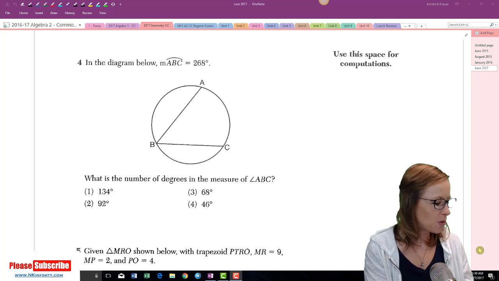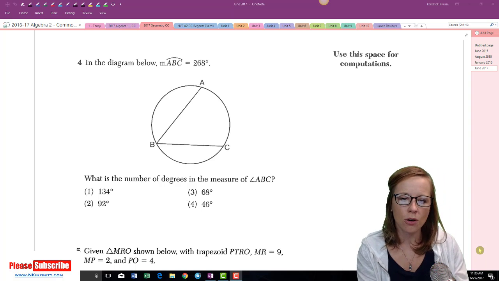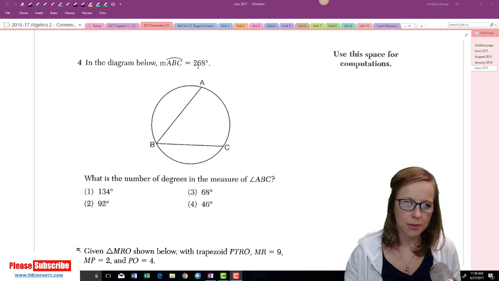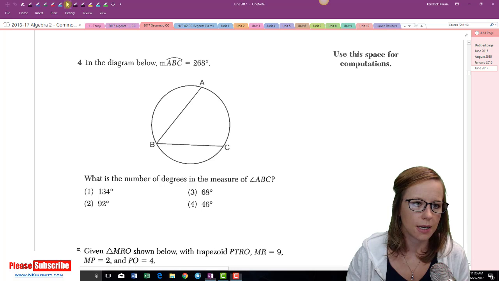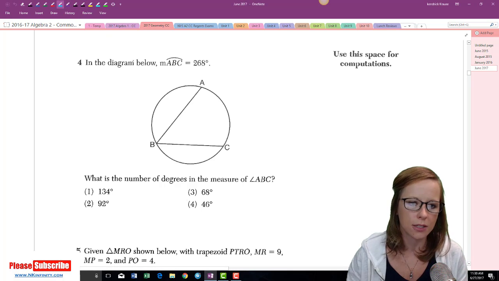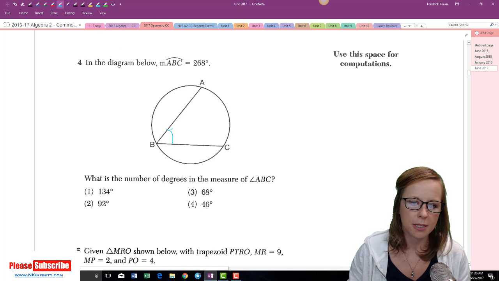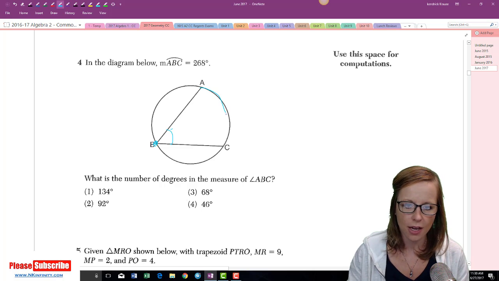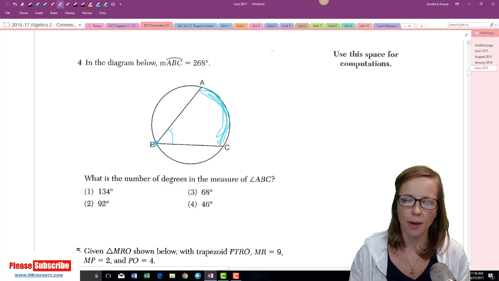All right, so number 4 is just a circle property, and I think you know this one. An angle inscribed in a circle, so inscribed means it's on the circle, is equal to half the arc across from it, okay? So that's what they're asking about here.